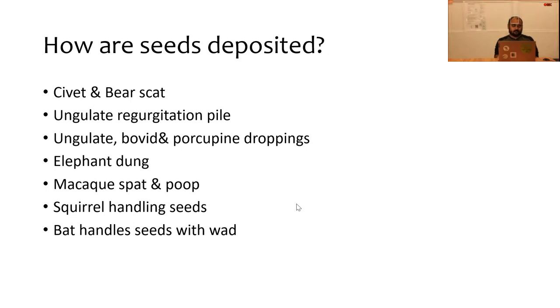Elephants also disperse seeds through their dung. Macaques do the spat, which is basically they put fruits in their cheek pouch and then they spit the seeds after going some distance. They also sometimes disperse seeds with their poop. Squirrels handle seeds differently. And sometimes you will find in the jungle, some fruits falling down in one place, like 25-30 fruits, which have some kind of pulp around their seeds. That's generally how bats disperse single-seeded fruit.